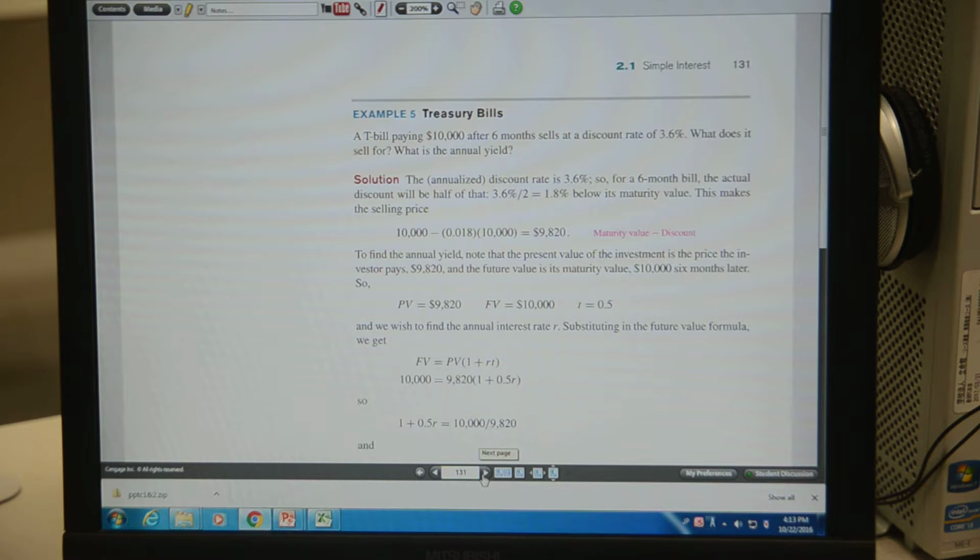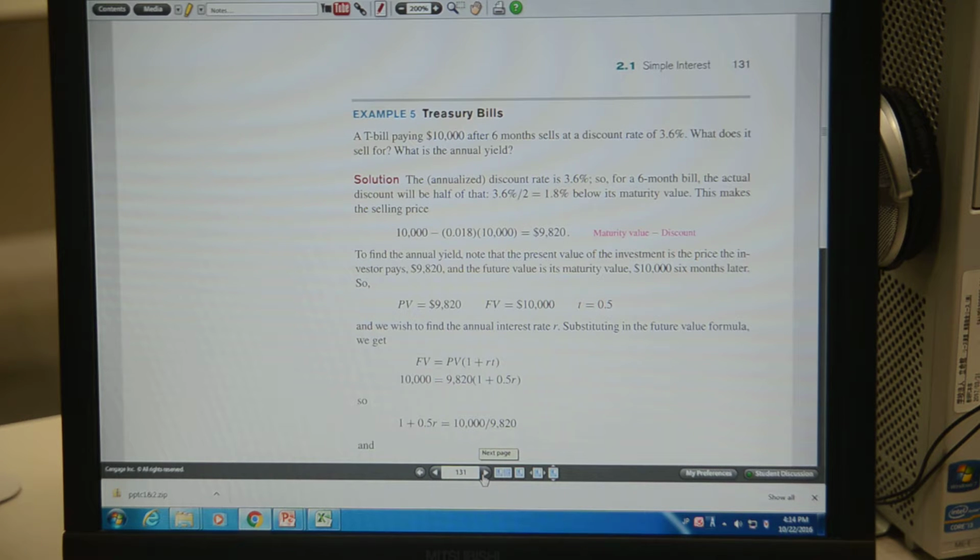Okay, let's check it. A T-bill paying $10,000 after 6 months sells at a discount rate of 3.6%. What does it sell for? What is its annual yield? Okay, the first part we should be able to do because we just did it. The second part is new. So the first part, what do we do? It's at 6 months, and the discount rate is 3.6 per year, so what do we need to do to that 3.6? Divided by 2, right? So it's 1.8.